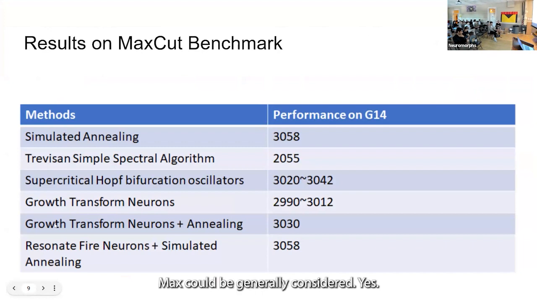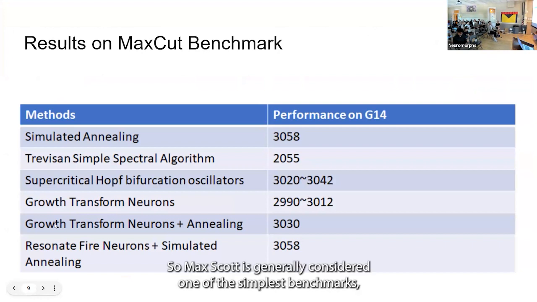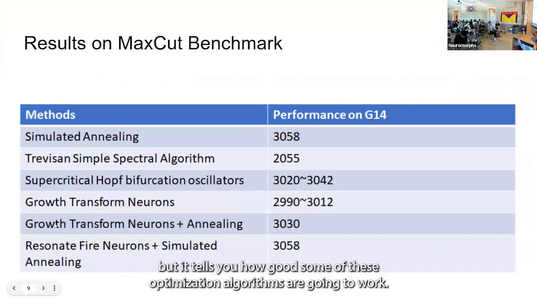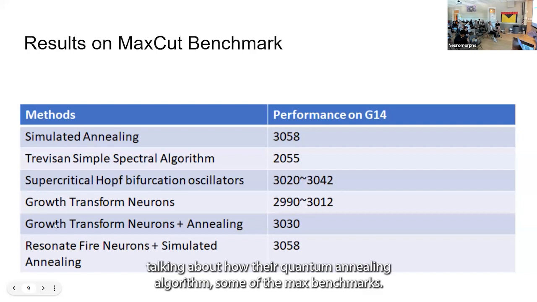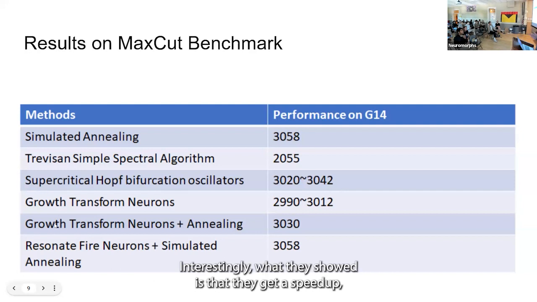Max-cut is generally considered one of the simplest benchmarks, but it tells you how well some of these optimization algorithms are going to work. For example, yesterday the IBM group published a paper in Nature talking about how their quantum annealing algorithm performs on the max-cut benchmark. Interestingly, what they showed is that they get a speed up, but they don't improve the accuracy of the solution.